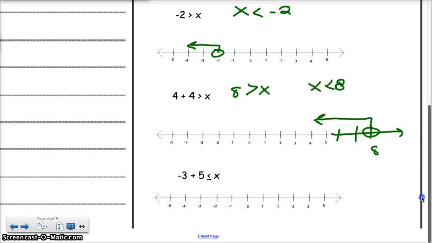Negative 3 plus 5 is less than or equal to x. That would be a positive 2 is less than or equal to x. Rewrite it with x on the left. X is bigger than or equal to 2. I know it's bigger than because the open mouth is facing the x. I want to keep the open mouth facing the x. Color it in at 2. Go to the right.